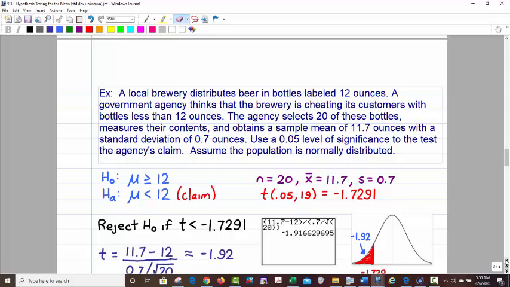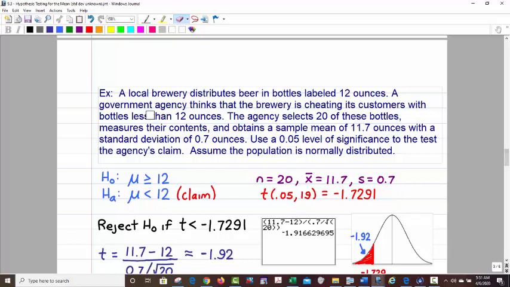A local brewery distributes beer in bottles labeled 12 ounces. A government agency thinks that the brewery is cheating its customers with bottles less than 12 ounces. And it's probably not a good idea to cheat people out of their beer. The agency selects 20 of these bottles, measures their contents, and obtains a sample mean of 11.7 with a standard deviation of 0.7. Use a 0.05 level of significance to test the agency's claim. Assume the population is normally distributed.